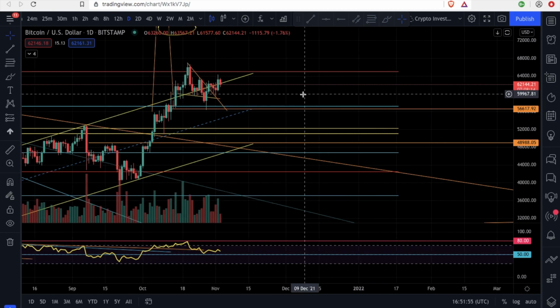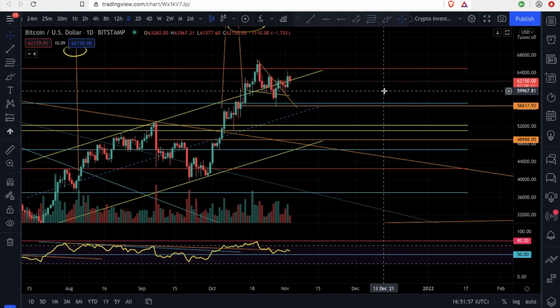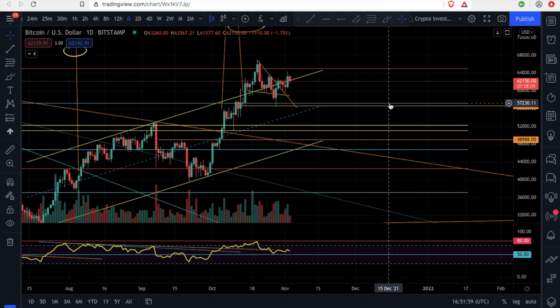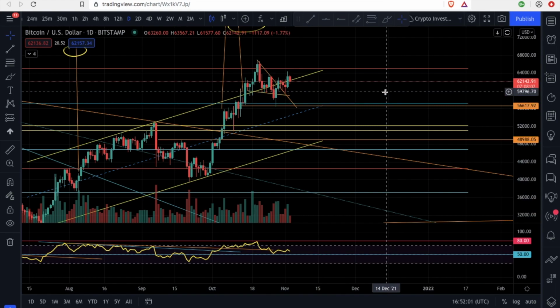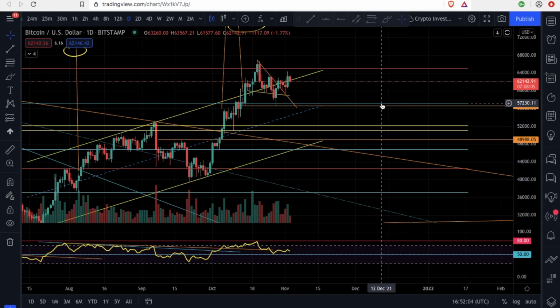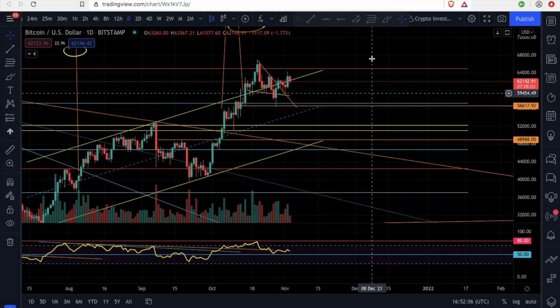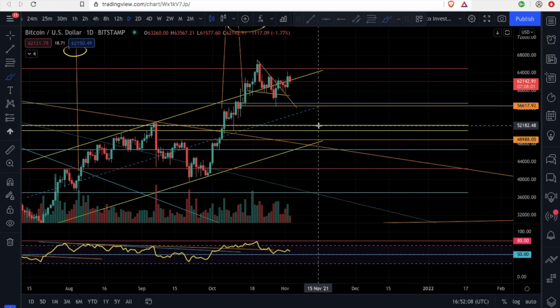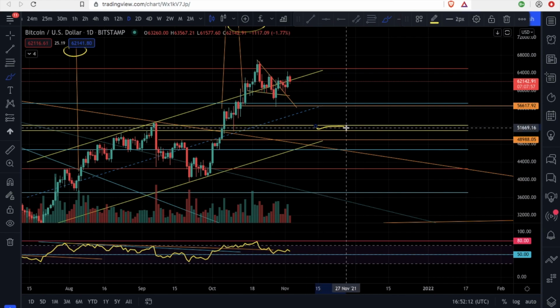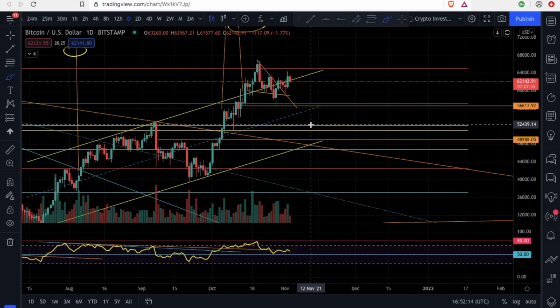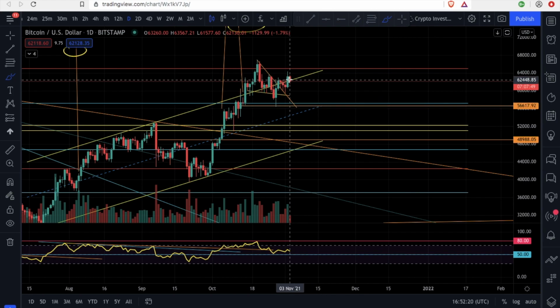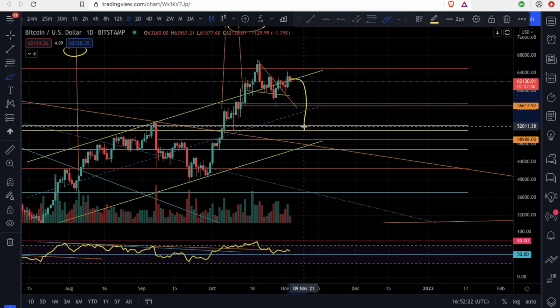Right now, support will be around the $57,250 level. A really strong support will be around these yellow lines, these Fibonacci retracements, around the $52,500 level and this $51,100 level. If the Bitcoin price manages to go to these price levels, it will be really quick.